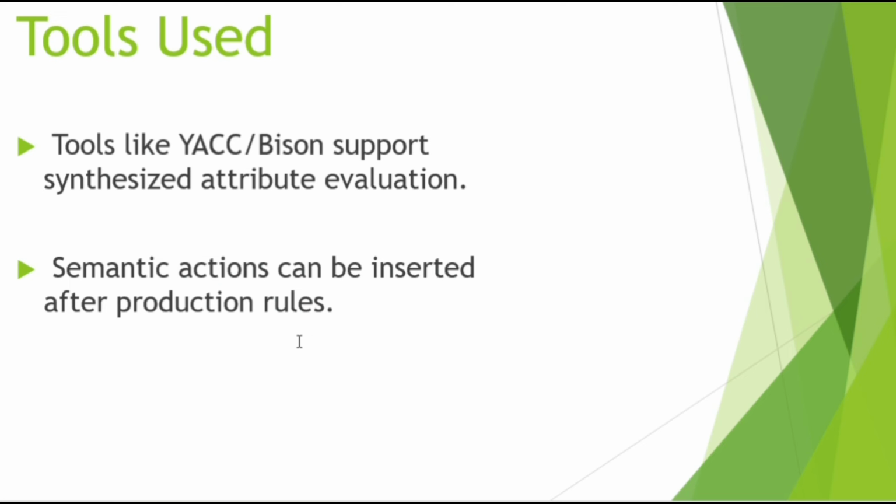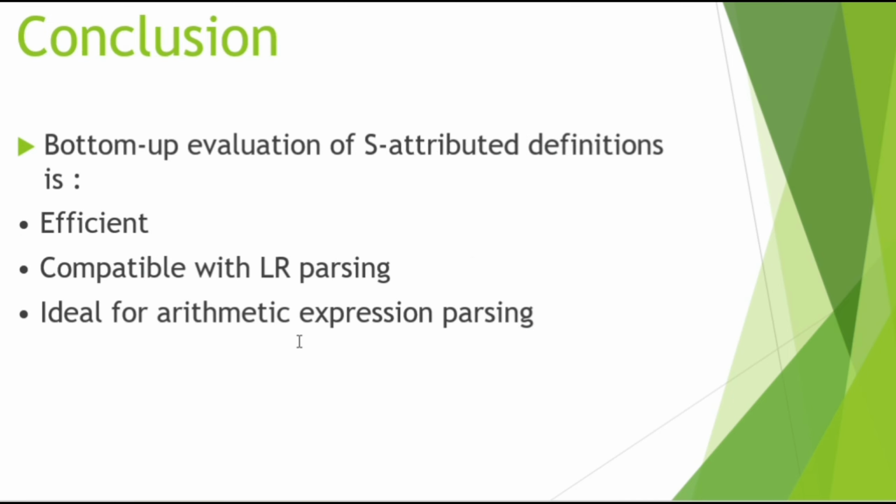In the real world, as we know, compilers use tools like YACC or Bison to automate parsing and attribute evaluation. These tools allow us to define semantic rules just like we saw, and the parser will automatically evaluate them during parsing. So you just write the grammar and attach the semantic actions. In the next slide, we are going to see the conclusion.